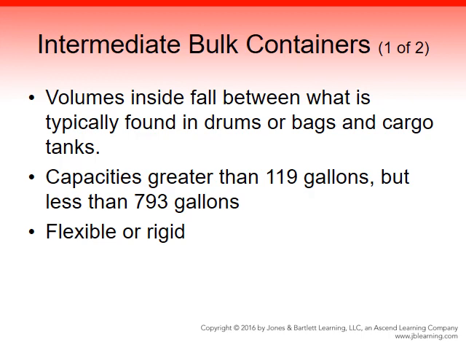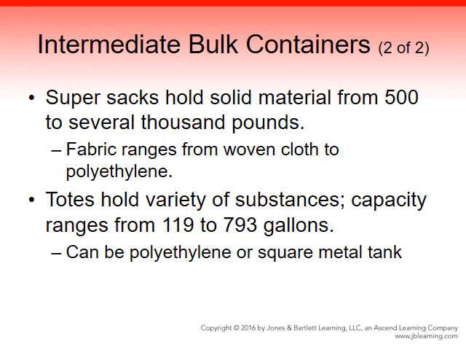Intermediate bulk containers. The volume inside falls between what is typically found in drums or bags and cargo tanks. Capacities are usually greater than 119 gallons but less than 793 gallons. They can be flexible or rigid. Super sacks hold solid materials from 500 to several thousand pounds. They can have fabric rings from woven cloth to polyethylene.